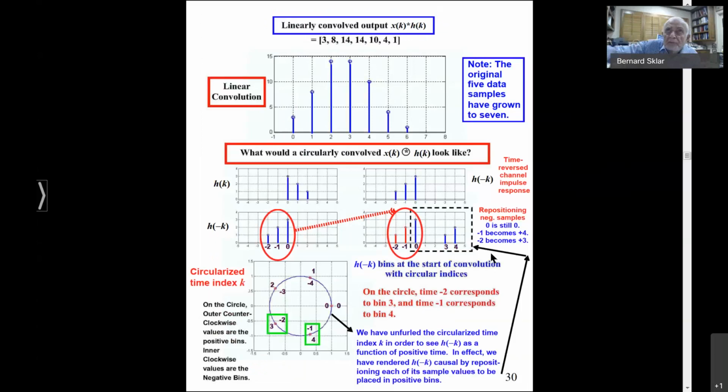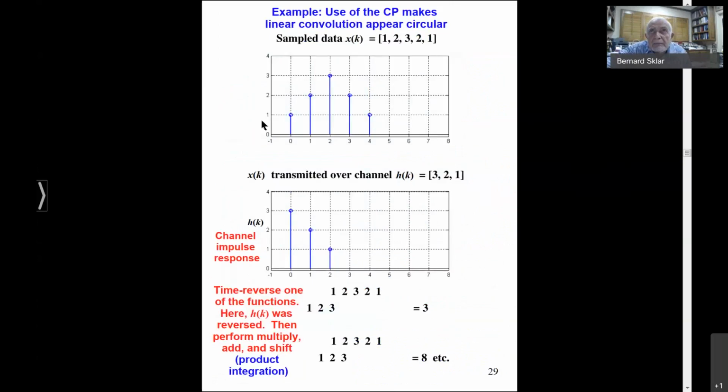So here is a piece of sampled data at these five instances of time from zero to four, where you're putting out a sequence with amplitude 1, 2, 3, 2, 1. And you are transmitting it over a channel that has an impulse response with this kind of exponential shape to it, 3, 2, 1. To do linear convolution, we simply invert one of these. Let's say we invert this one, so the inverted impulse response becomes 1, 2, 3. And we're going to shift it past and do this product summation.